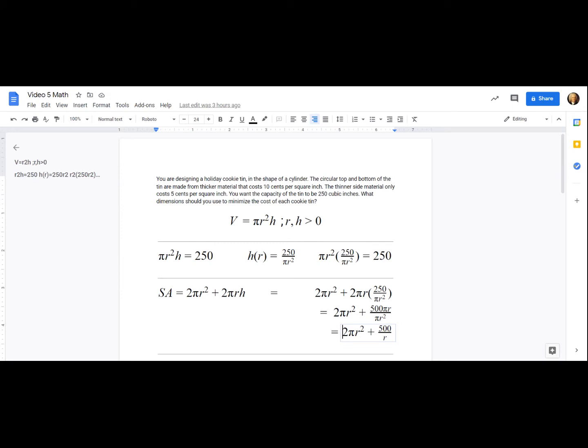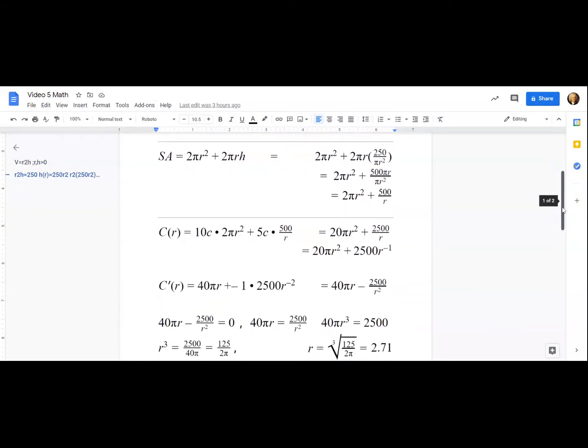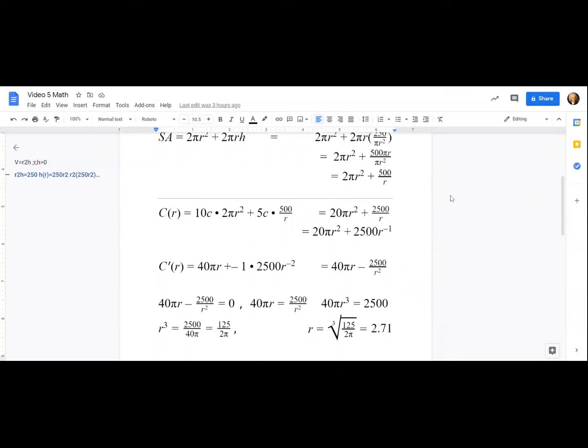The circular top and bottom of the tin are made from a thicker material that costs 10 cents per square inch, whereas the thinner side costs 5 cents. So all we have to do is multiply each term of our surface area by those prices. So we multiply 2 pi r squared by 10, because it costs 10 cents for each circle, and 500 over r by 5 cents, since that's what the area costs.